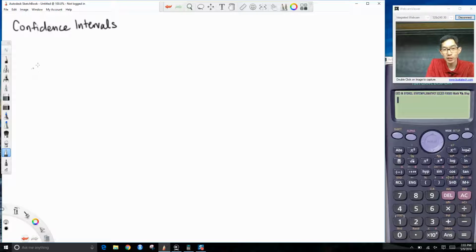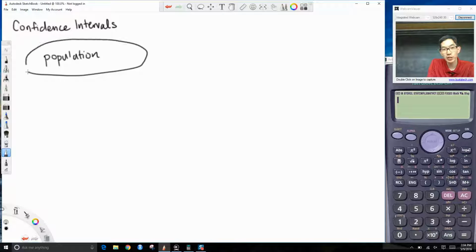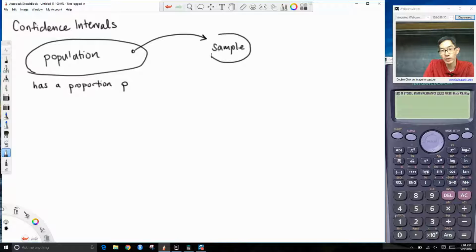So the idea here is, we have some population too big for us to observe directly. Okay, the population has a proportion p. So some proportion of the population p has whatever trait we're talking about. Now, because the population's too big to observe, we take a little piece out of it called a sample, and we observe the sample. It has proportion p hat.